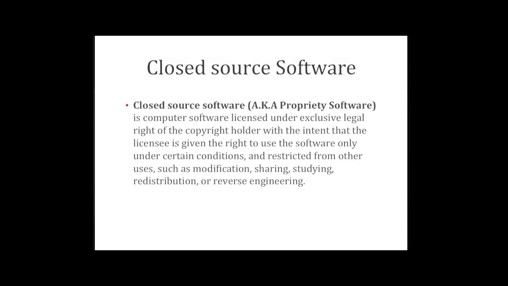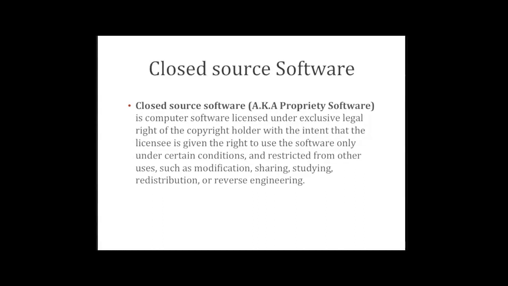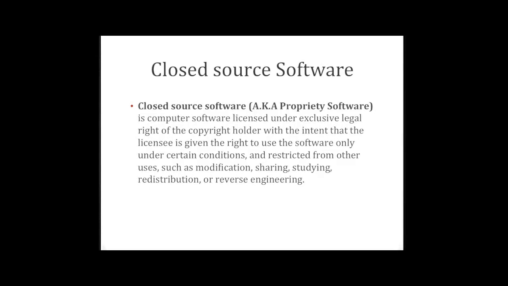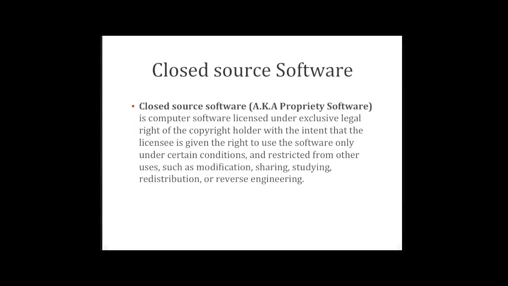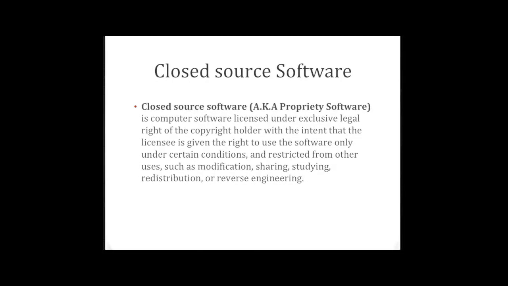Closed source software, also known as proprietary software, is computer software licensed under the exclusive legal right of the copyright holder, with the intent that the licensee is given the right to use the software only under certain conditions and restricted from other uses such as modification, sharing, studying, redistribution, or reverse engineering. Basically, once you buy closed source software, you get what you bought. You can't change it, edit it, modify it, or share it. It's yours. You can't do anything with it apart from use it for what it's made for.